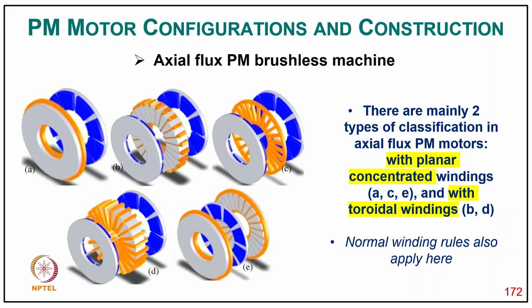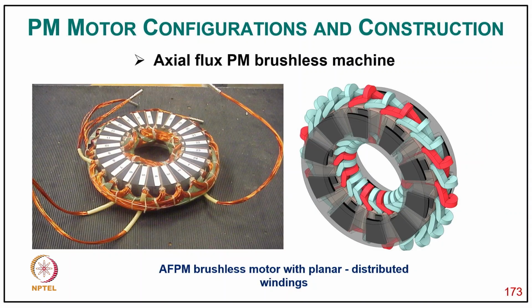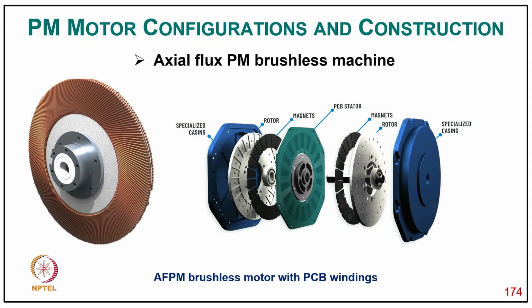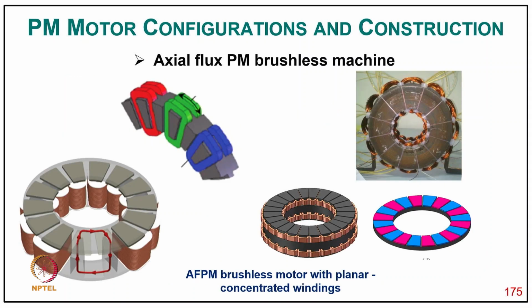So, there are two main types of classification of axial flux machine: with planar concentrated winding, typically A, C and E, and with the toroidal winding, typically B and D, and normal winding rules also apply here. So you can just see axial flux permanent magnet machines, how the winding is physically there, the animated portion with the winding, and typically the different parts. Then the disc axial field motor with the PCB, very low profile PCB motor windings, and then the motor with the planar concentrated winding.